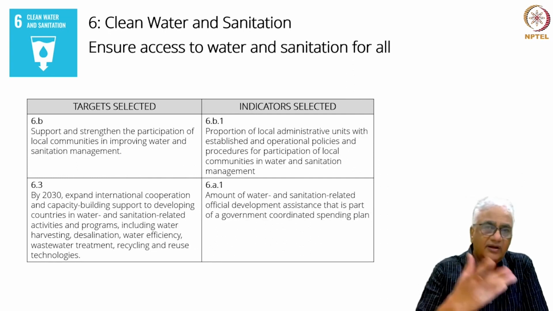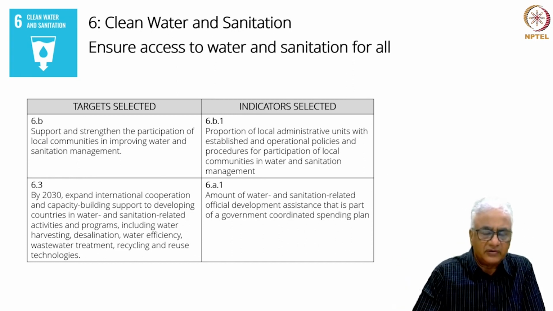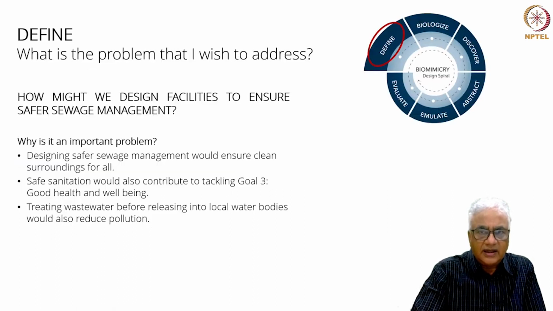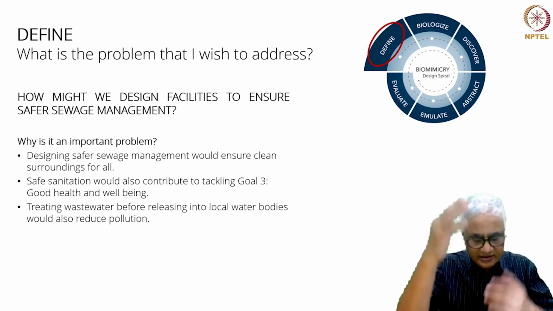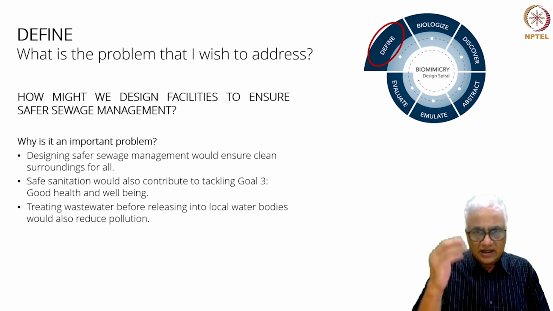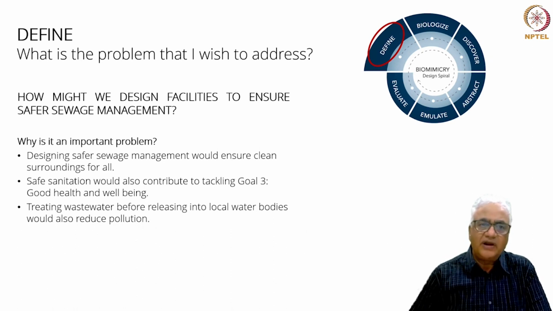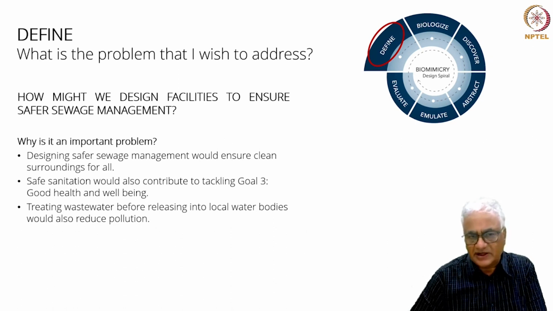Apparently, she's done a lot of work reading up on the goal, which is what everyone must do. Remember the connection between information and new ideas? Don't forget that, please. Then what does she do? She looks at the process, the spiral, and what does the spiral say first? Is to define the problem. I'm not going to get into detail because I want you to read Sahana's notes, Sahana's PPT. But just to guide you through the PPT, she's asking the question, how might we design facilities to ensure safer sewage management?